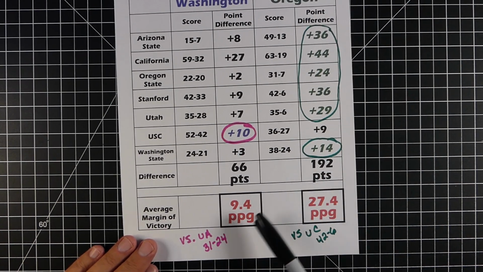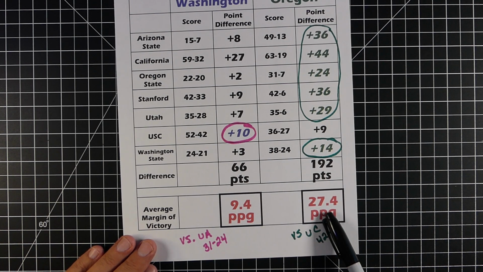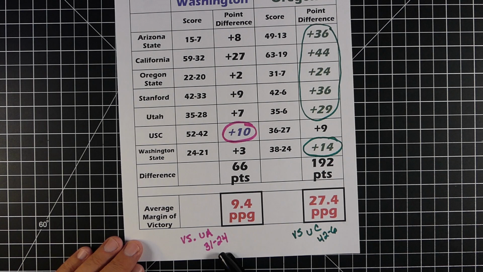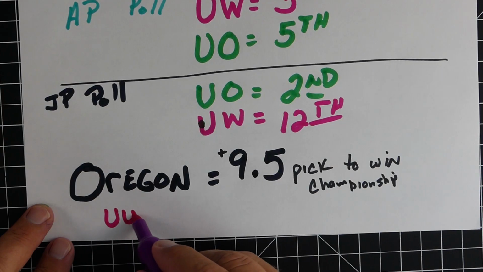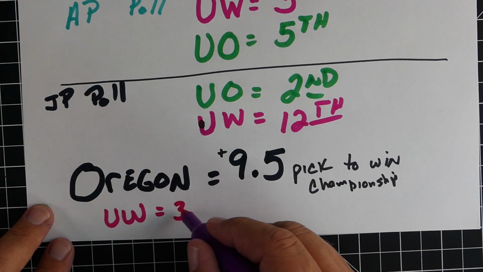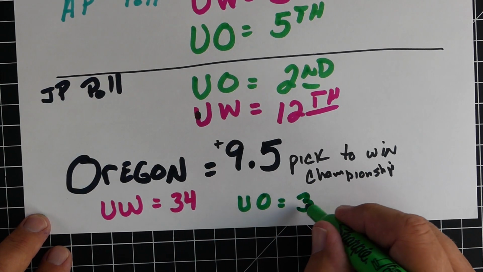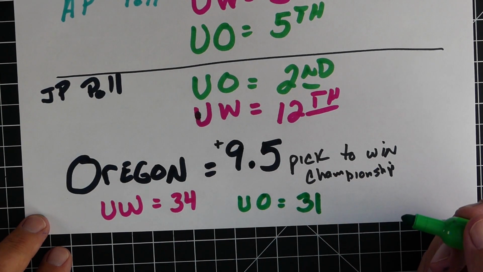If you look at their average margin of victory with these 7 opponents, the Oregon Ducks were nearly triple that of Washington. Even the opponents they played that were not common, the Washington game was very close, and Oregon won by a substantial landslide. Yet when they played in the championship game, Washington won again.